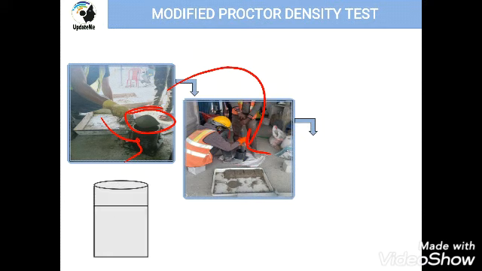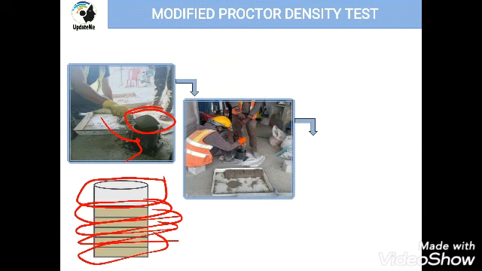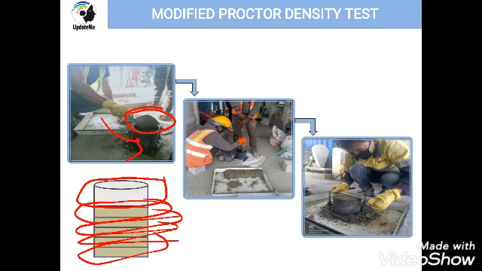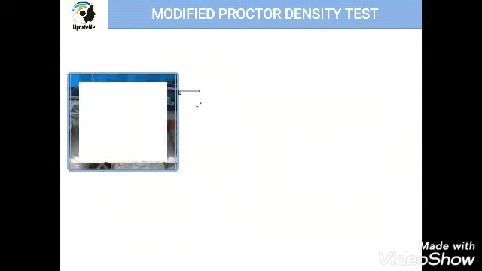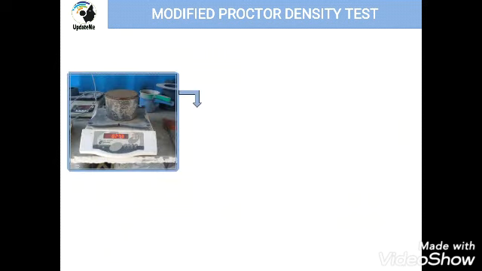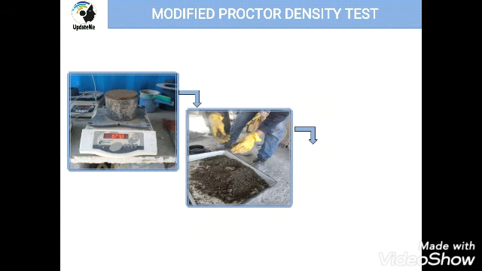Let's see, this one is the mold. So the mold will be filled in 5 layers. Actually we have to fill till this level, at the top of the collar. After filling soil till the top of the collar, we will remove this collar portion and we will finish this top portion. We have to weigh the mold with the soil.